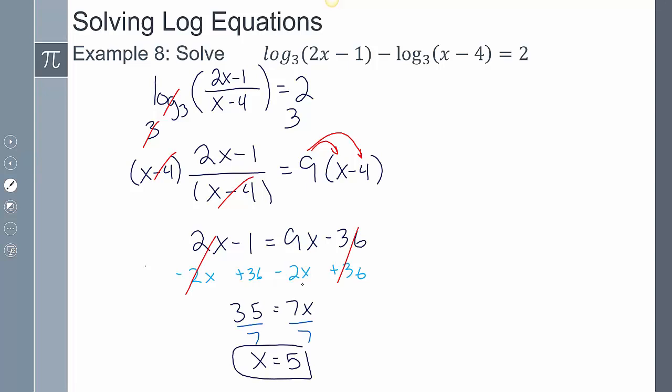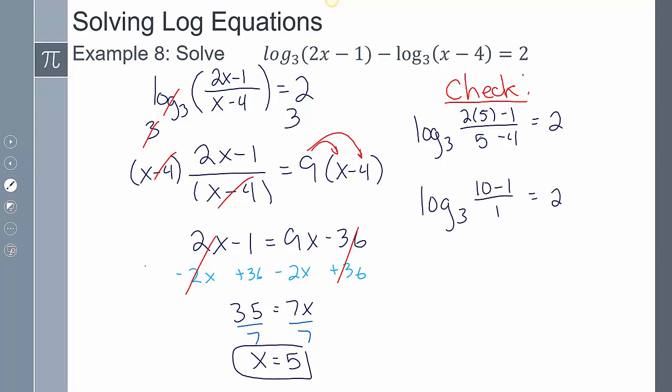Now I have to check for extraneous solutions. Plug that 5 back in. And so if I did that, you get 10 minus 1 over 5 minus 4. Now I plugged it into this one, and the only reason why I did that is because if I plugged into this, I'm going to have to move it down to that step anyways. And so you get 10 minus 1 over 1, which is the same as log base 3 of 9, which is the same as log base 3 of 3 squared. The 3's cancel out, which gives me 2, and so I get 2 equals 2, which is my answer.